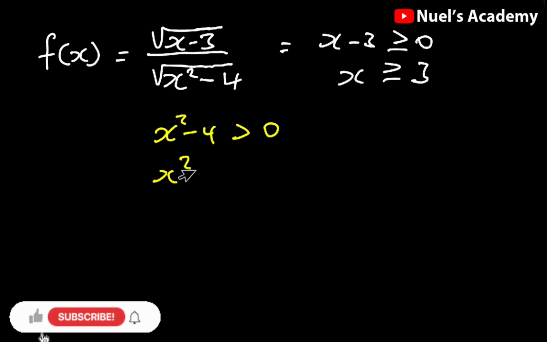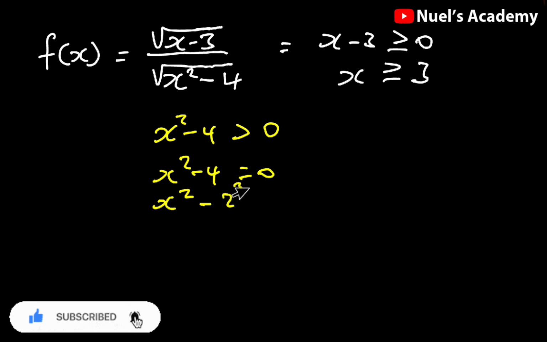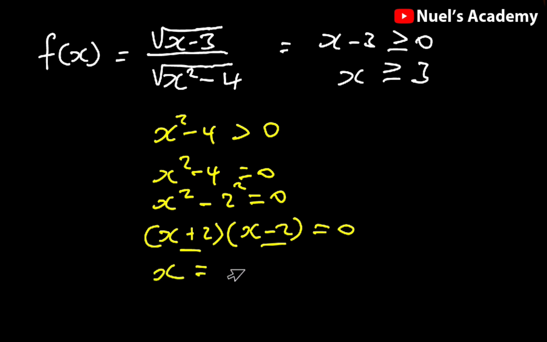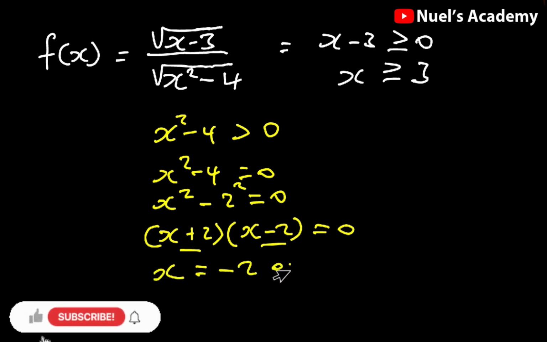So we have x squared minus 4. Let's equate it to 0. So we have x squared minus 4, which can be written as x squared minus 2 squared, equal to 0. And then the difference of two squares is factorized to x plus 2 times x minus 2, equals 0. So if you solve each of these terms, we're going to have that x is equal to negative 2 or 2. So these two answers are the critical values of this question.